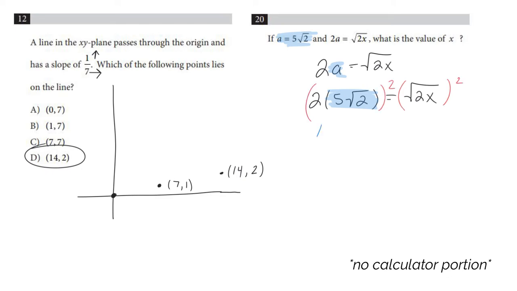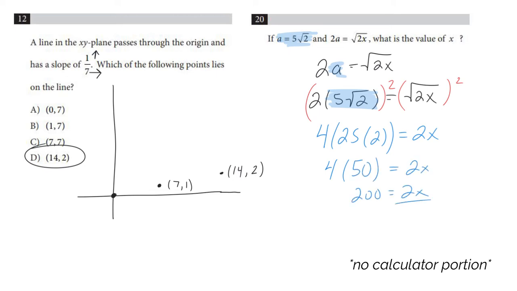We're going to square the 2. We're going to square the 5. So that would be 25. And then remember, if we square a square root, it just stays. So it's just going to be 2. So we lose the square root, but the number itself stays. And then this side, same thing, it's just going to be 2x. So then I have 4 times 50 equals 2x. So 200 equals 2x. There are other ways you could have gotten to that 200 as well, and you still could have ended up with the same answer. So x equals 100.